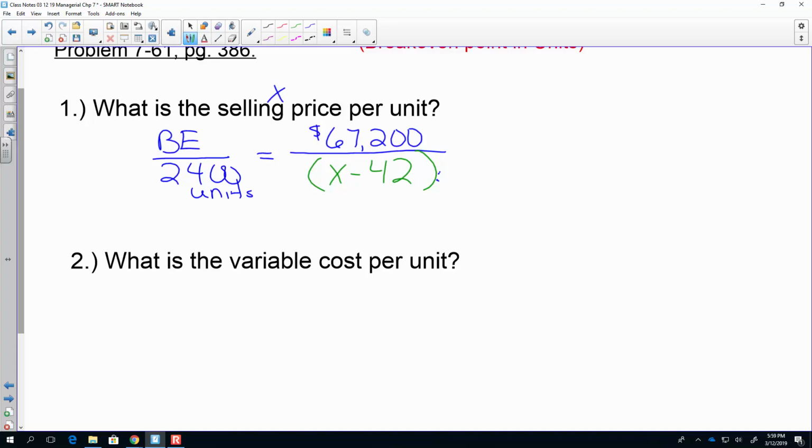How do I get X by itself? Multiply by X minus 42. Yes. So I'm going to rewrite this equation. So Tiffany's right. I multiply both sides by X minus 42. On the right side, it disappears because it's just basically dividing by itself, which is 1. And then on the left side, I'm multiplying it by 2,400. So now I have 2,400X minus 2,400 times 42. Remember doing this in algebra? 2,400 times 42 is 100,800.